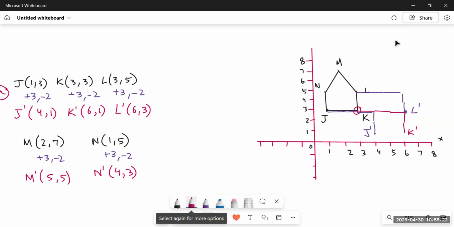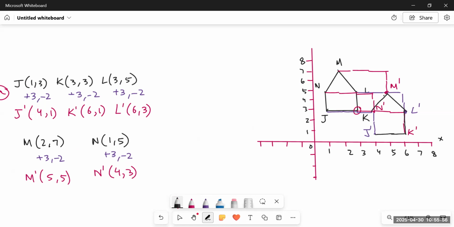Then 1, 2, 3, 1, 2. Here we will have N dash. Last but not the least, 1, 2, 3, 1, 2. Here we will have M dash. Now we just have to join these points. J to K, K to L, L to M dash to N dash, and here comes the complete figure. This would be the translated figure. You see?